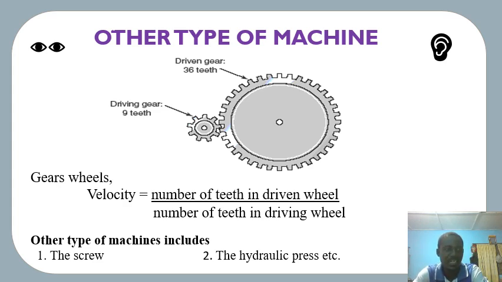The other types of machine I want you to go and read about are the screw and the hydraulic press. Go and read about them and you will understand more. So far, these are the basic things you are supposed to know about simple machines. Yesterday we talked about the first part, and today we have talked about the last part of machines.